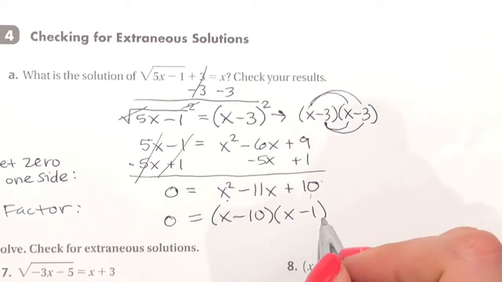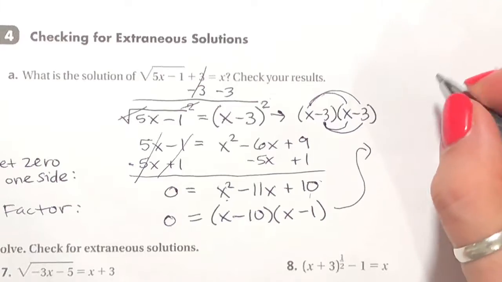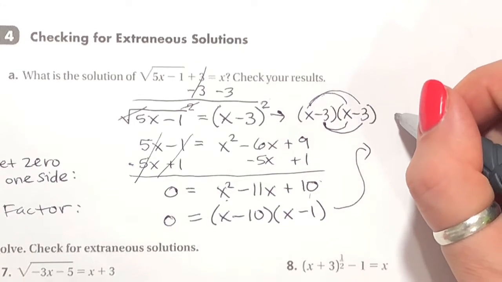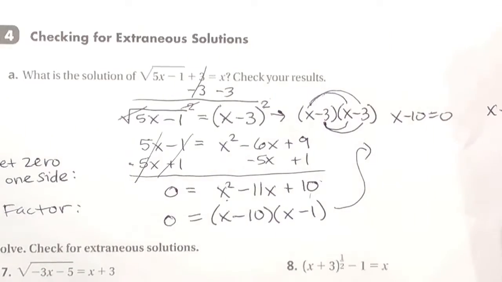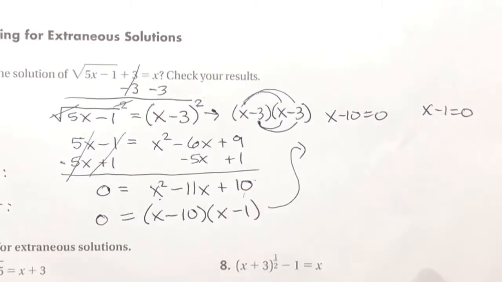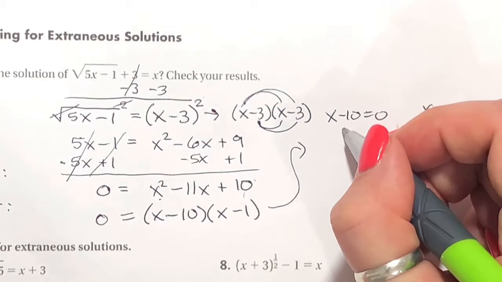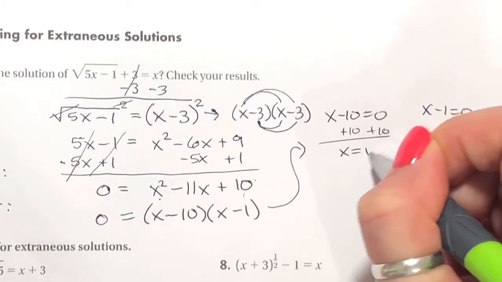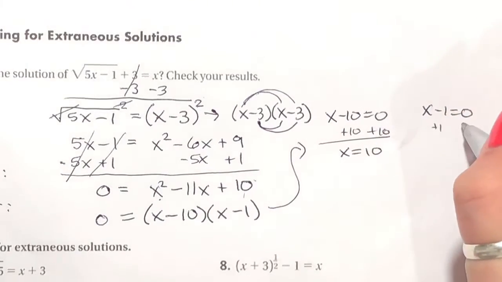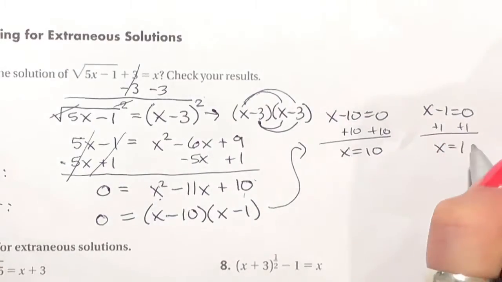So now once we have it factored, the way we solve it is to take each of those, and we want to set them equal to 0. And then solve from there. So the shortcut is you essentially just switch your sign, right? Because if I want to get rid of this minus 10, I'm going to add 10. So I get x equals a positive 10. If we add the 1 over, we get x equals a positive 1. So those are our solutions.